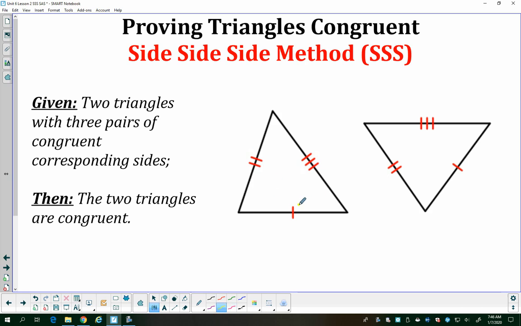And so you can see here we have a side in each triangle marked with one tick mark, a side in each triangle marked with two tick marks, and then a side in each triangle marked with three tick marks. And so that establishes three pairs of corresponding congruent sides. And so then we would say those triangles are congruent by side-side-side.